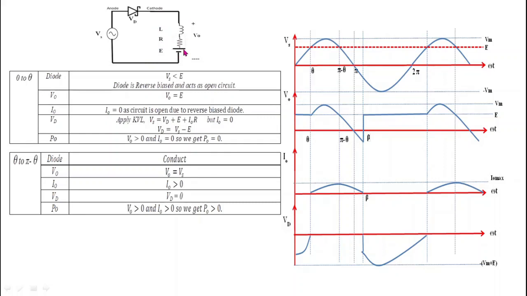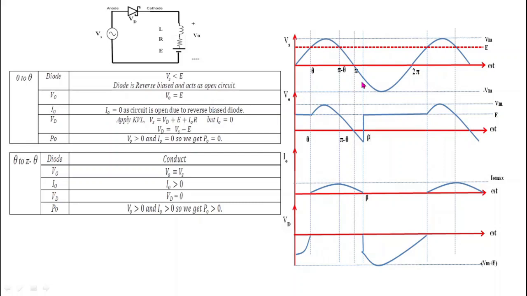All are connected in series and we get output across this RLE load, and the output is V0. This whole RLE load is connected in series with this diode, and this whole circuit is supplied with the voltage source Vs. And what is Vs? Vs is equal to Vm sin omega t, and this is the waveform of Vs.